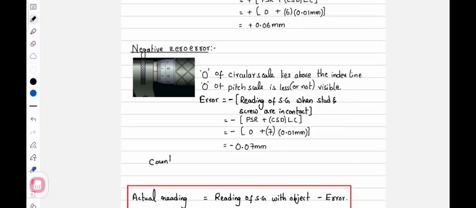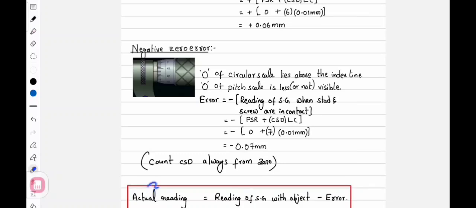Count CSD always from 0. Okay, right. You got the error here.